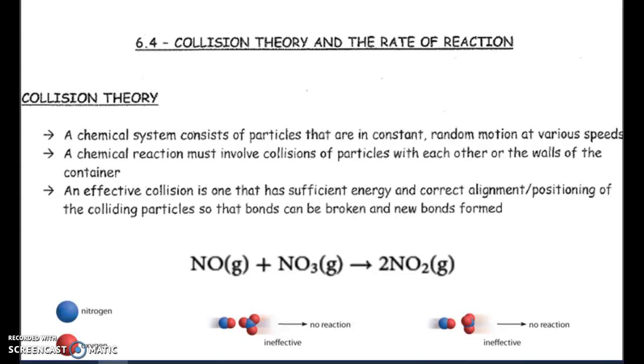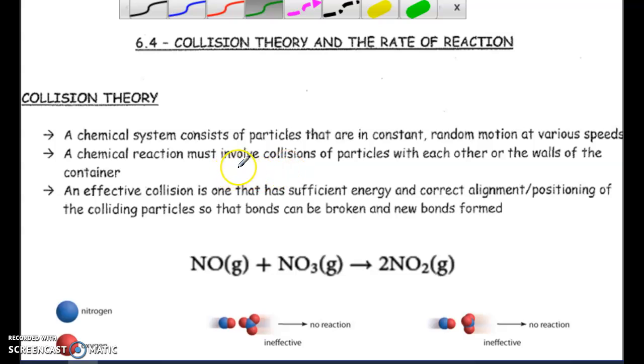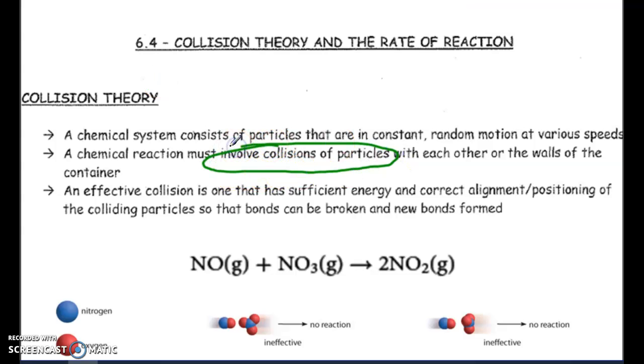When we have a chemical reaction, there are really two things that need to happen. You need to have collisions, so the particles have to actually collide. And not only that, there has to be a sufficient amount of energy at the correct alignment for that collision to be successful or effective. An effective collision is another way of saying a successful collision.